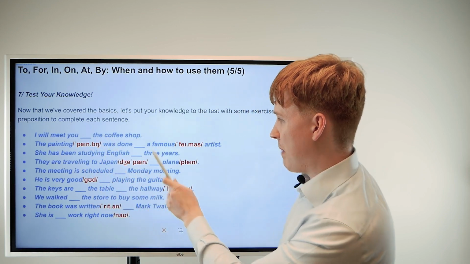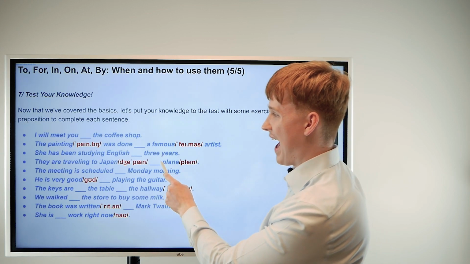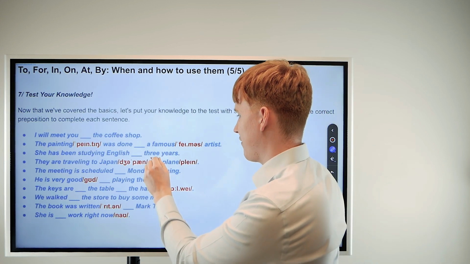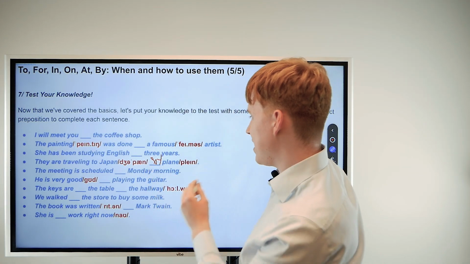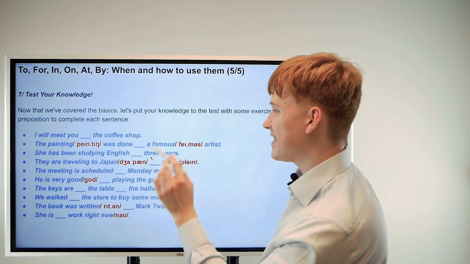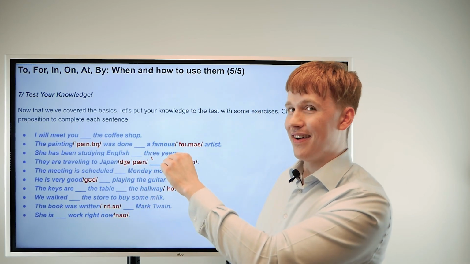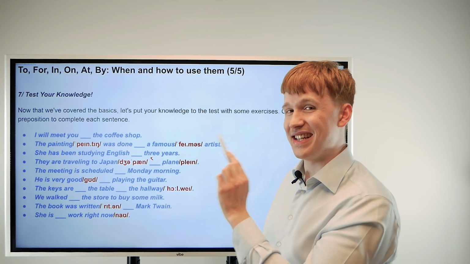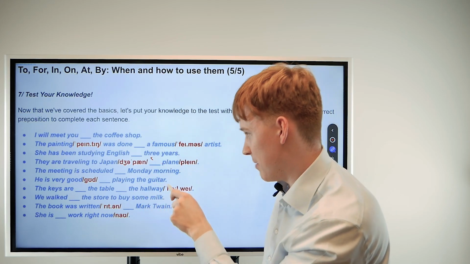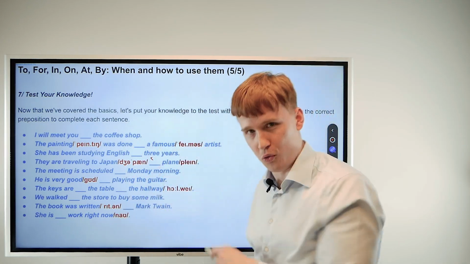They are traveling to Japan blank plane. This is the method of how they're getting there. So they are traveling to Japan by plane. So by is what we use when we're having how. There we go. So the meeting is scheduled blank Monday morning. The meeting is scheduled for Monday morning. Good job. He is very good blank playing the guitar. He's very good at playing the guitar. Good job. The keys, blank the table, blank the hallway. The keys are on the table in the hallway.